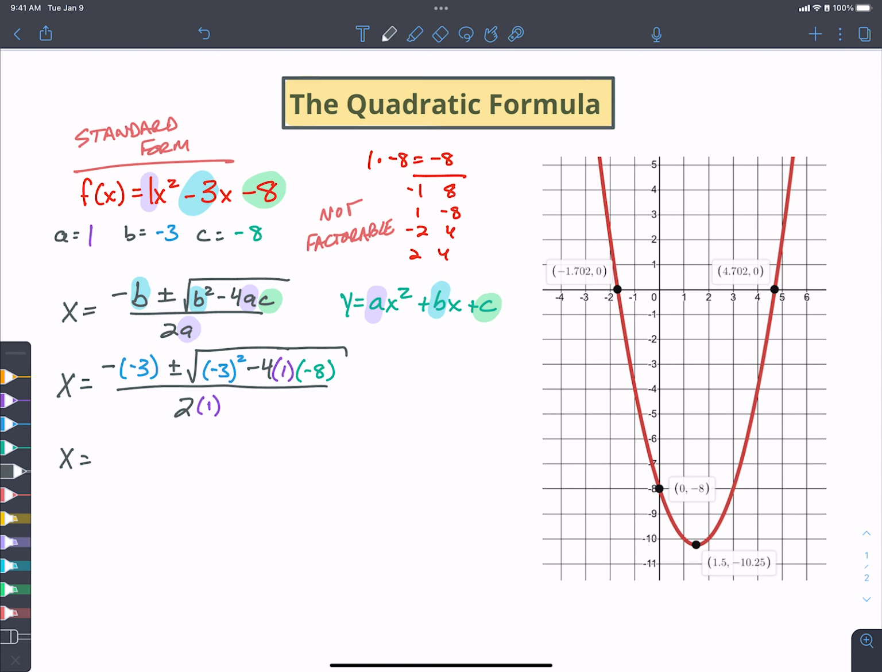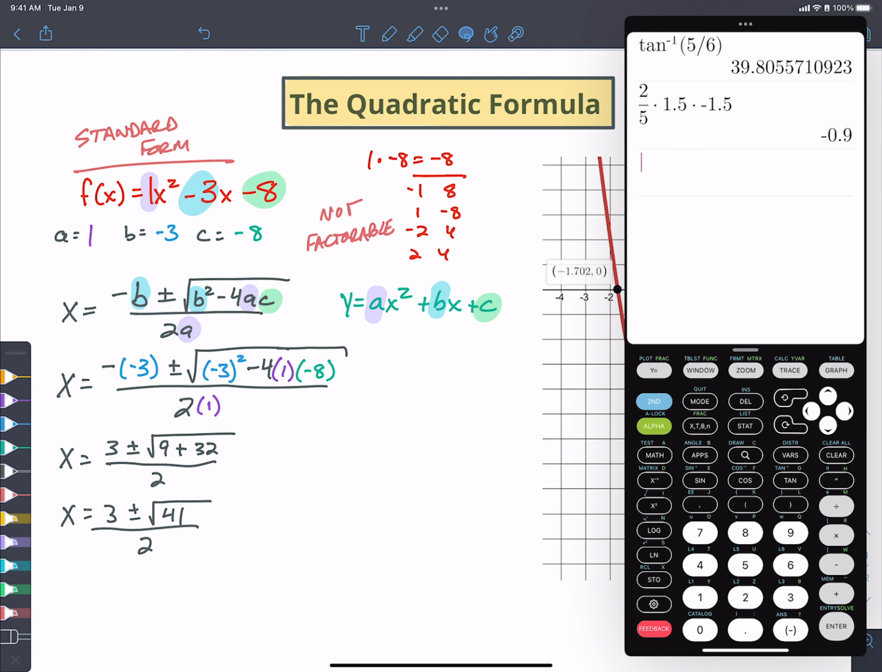So x equals +3 plus or minus the square root. Let's see, -3 squared is 9 minus 4 times 1 times -8. So that's going to actually be +32, divided by 2. So our x is equal to 3 plus or minus the square root of 9 plus 32, which is 41, all divided by 2. So if I were to drop these things into a calculator, let's take a look. I have to do this in 2 steps: 3 plus the square root of 41, and all of that divided by 2. And when I calculate this, I should get one of these values over here on the right.